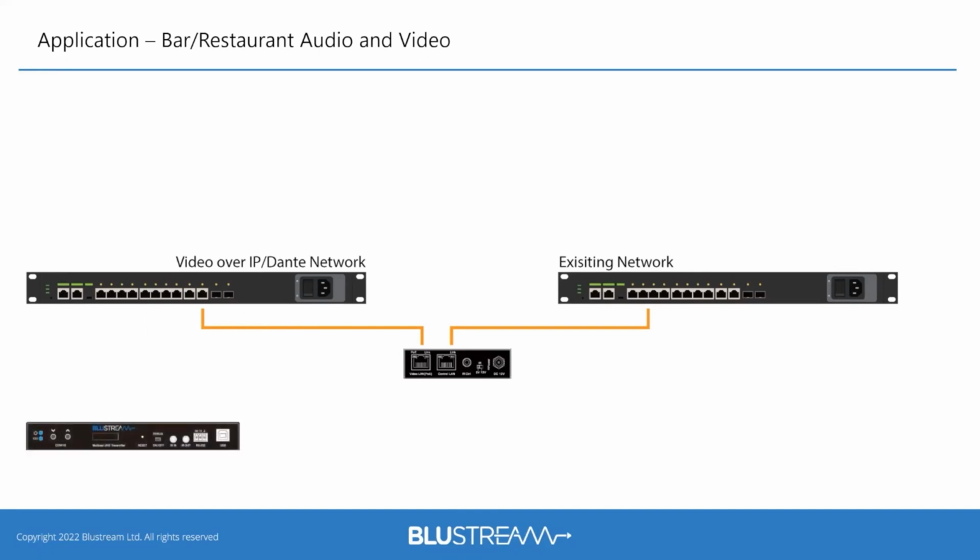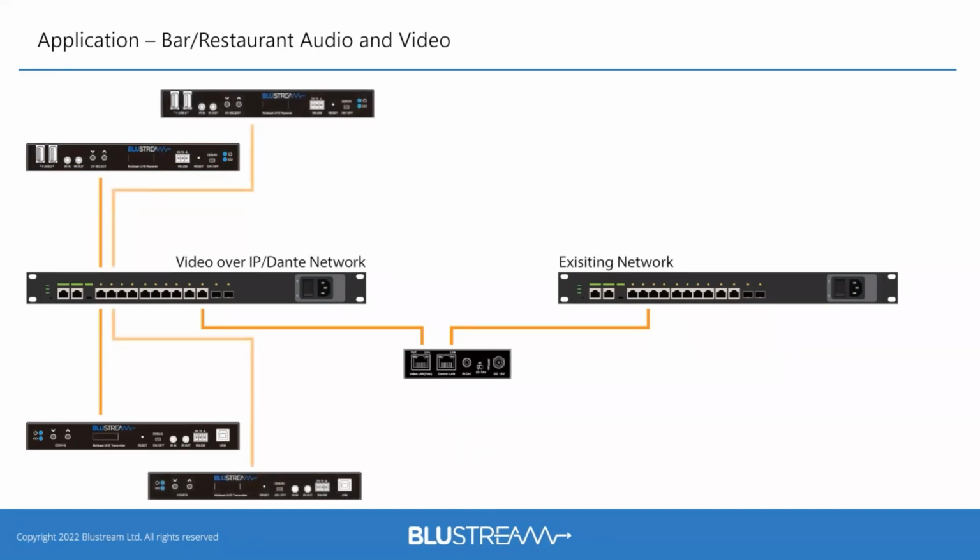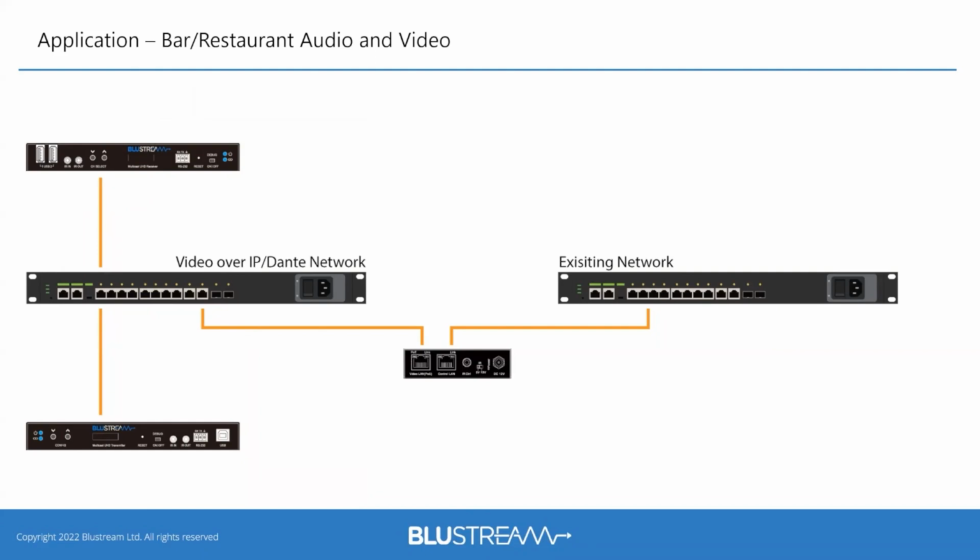Connected to the video switch, we'll add our transmitter and then our receiver. And remember, because this is a video over IP network, we can add as many transmitters or receivers that we need for this installation. One transmitter for each source and one receiver for each display. Okay, let's move those extra units out of the way.